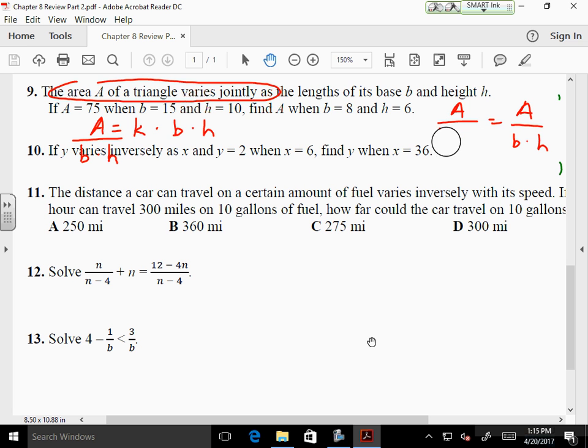And we know 75, 15, 10 for the first triangle. And we don't know the area, but we know the base and height of the second triangle. So we can simplify now, or we can put it all in the calculator. 75 divided by 150 is a half, equals area over 48. So if you multiply by 48, area is 24.